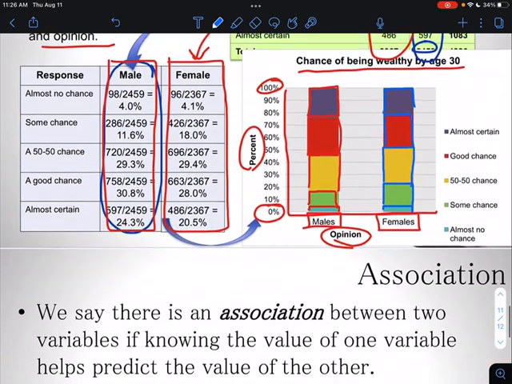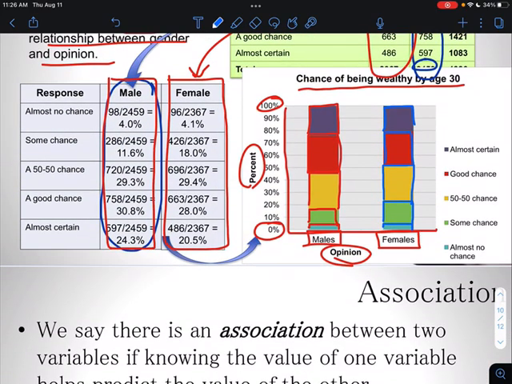And so if we go back to our graph here and we look, you can look at the percentages over here, or you can look at the segmented bar graph if you want to, but what kind of sticks out here is we notice that females were more likely to answer some chance of being rich as opposed to the males who were less likely to do so, 18% versus 11.6%. Also then, if we examine a little more closely, we notice that males were much more likely to answer almost certain versus females.